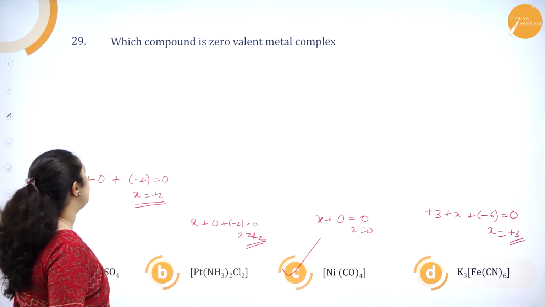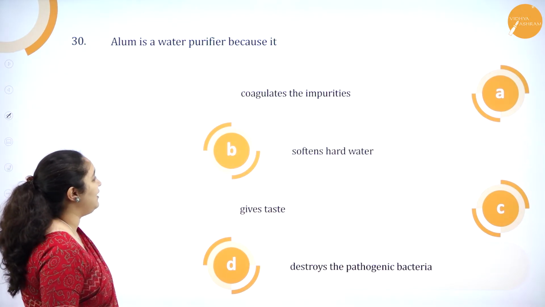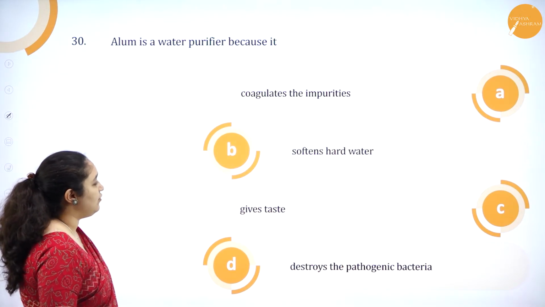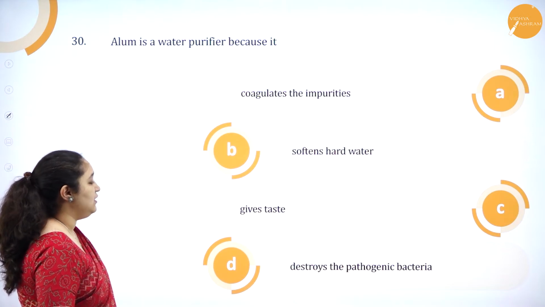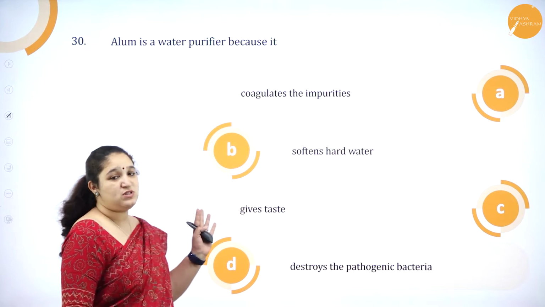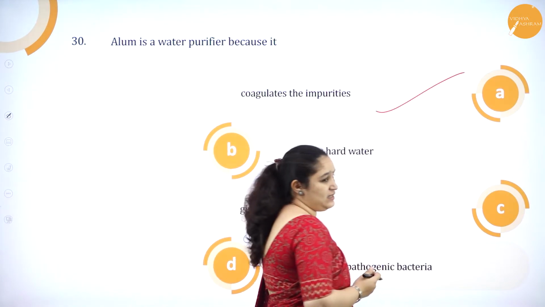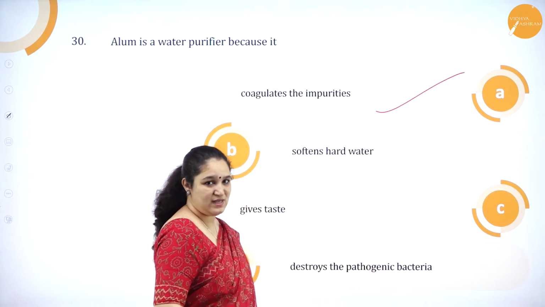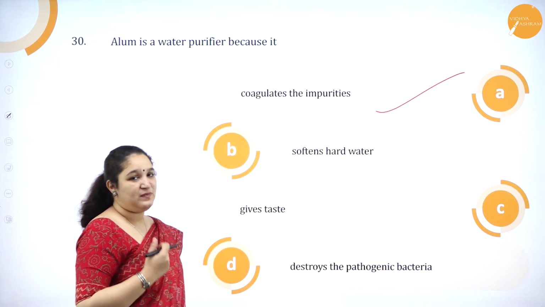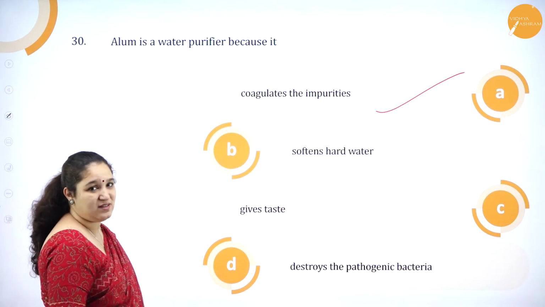Okay. Next question. Alum is a water purifier because it can coagulate the impurities, soften hard water, gives taste, destroys the pathogenic bacteria. See, alum is used in water purification because it can coagulate the impurities. They can flocculate and the impurities can settle down, isn't it? That's the reason alum is used. So, option A is the correct answer.